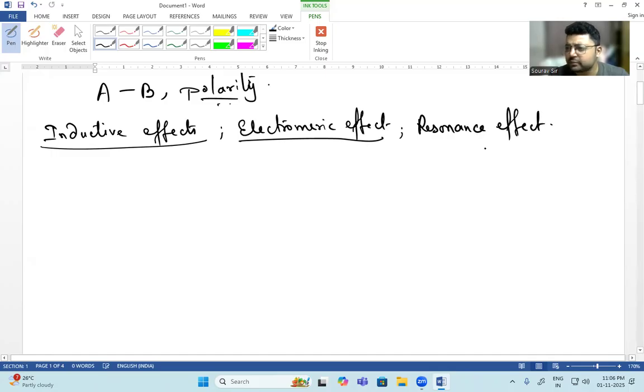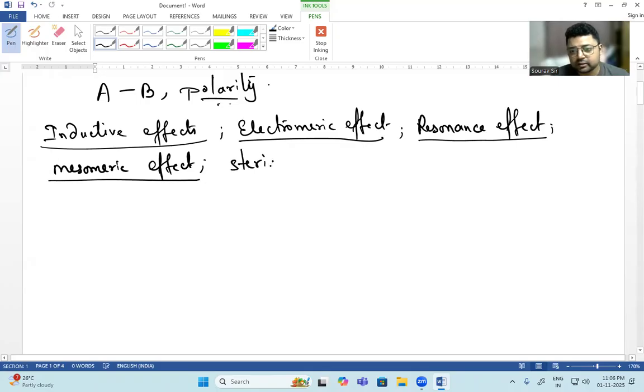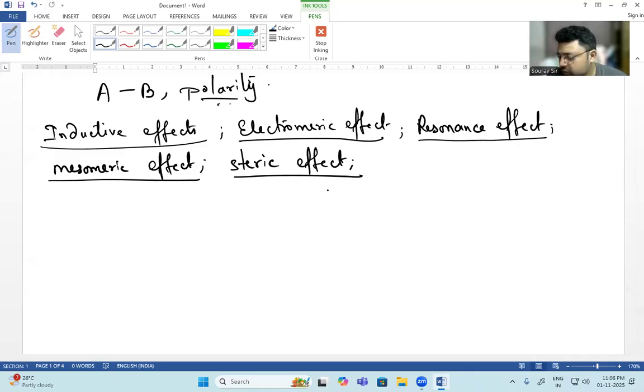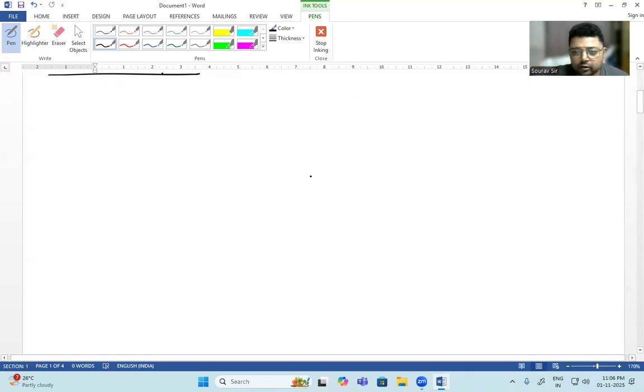Resonance effect and mesomeric effect are quite similar to each other, but we will study them in different formats. Now, the next one will be the steric effect. All these effects influence reactivity to a much higher extent. How do they influence the reactivity? We will come to understand. Now let us start with the first point, which is the inductive effect.